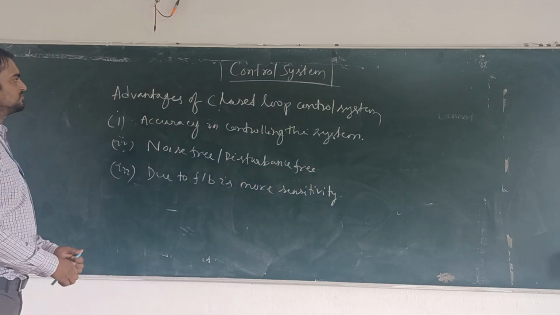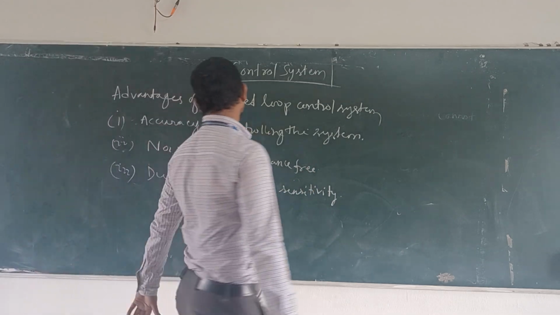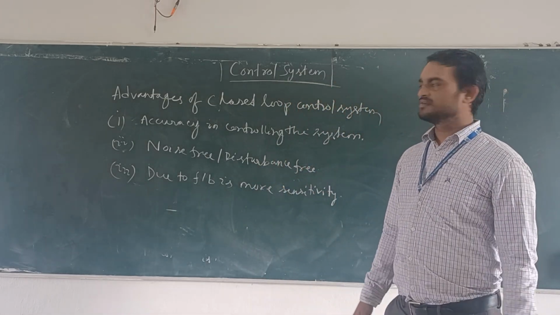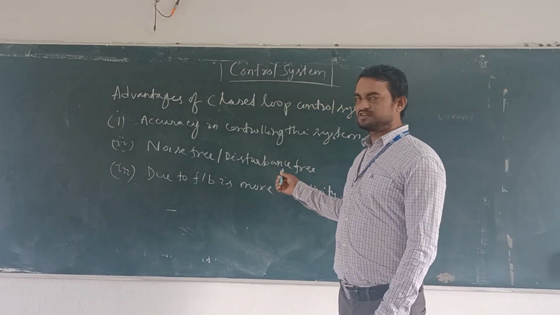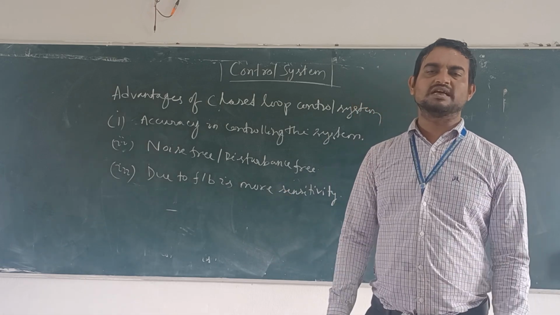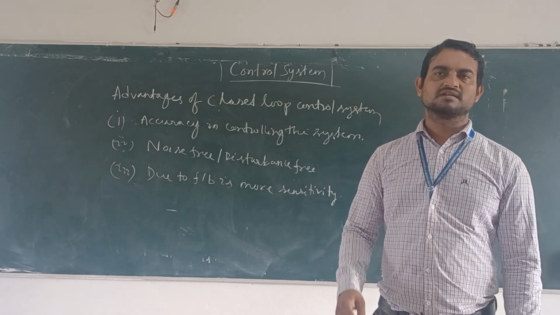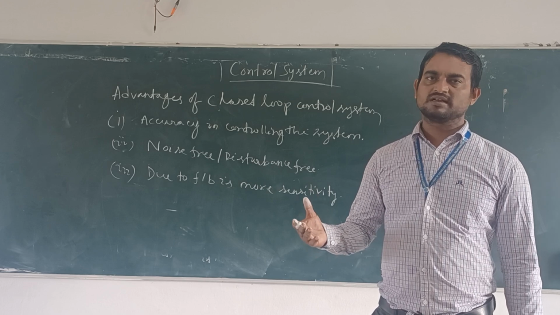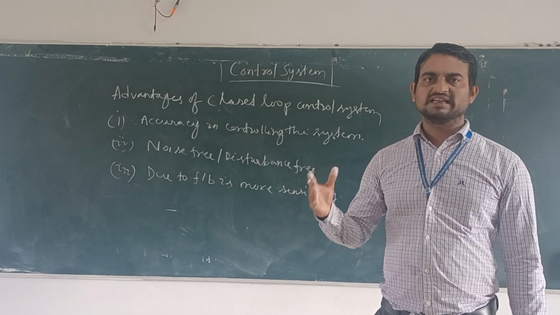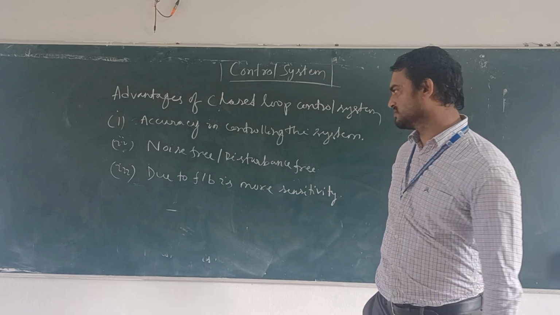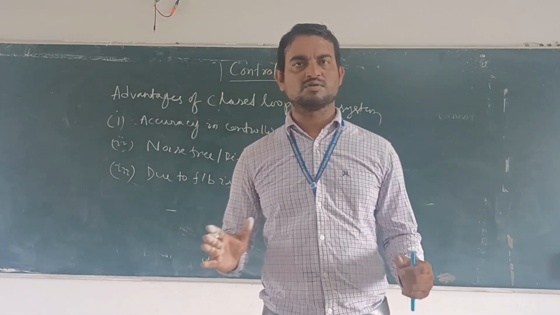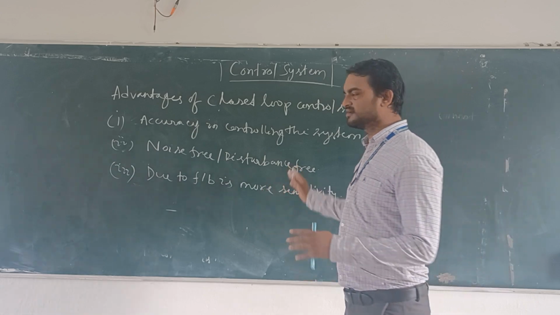So the advantages of closed loop control system are accuracy in controlling the device, and noise free or disturbance free: since we have the feedback, we can control our output according to the input, so there are fewer chances of noise or disturbances. Due to feedback, there is more sensitivity. Here sensitivity is also more because of feedback.